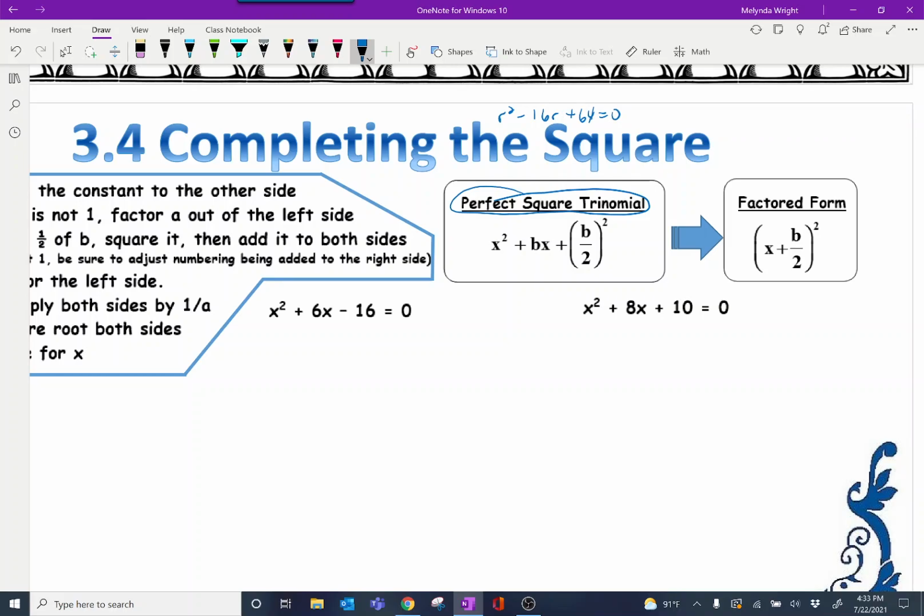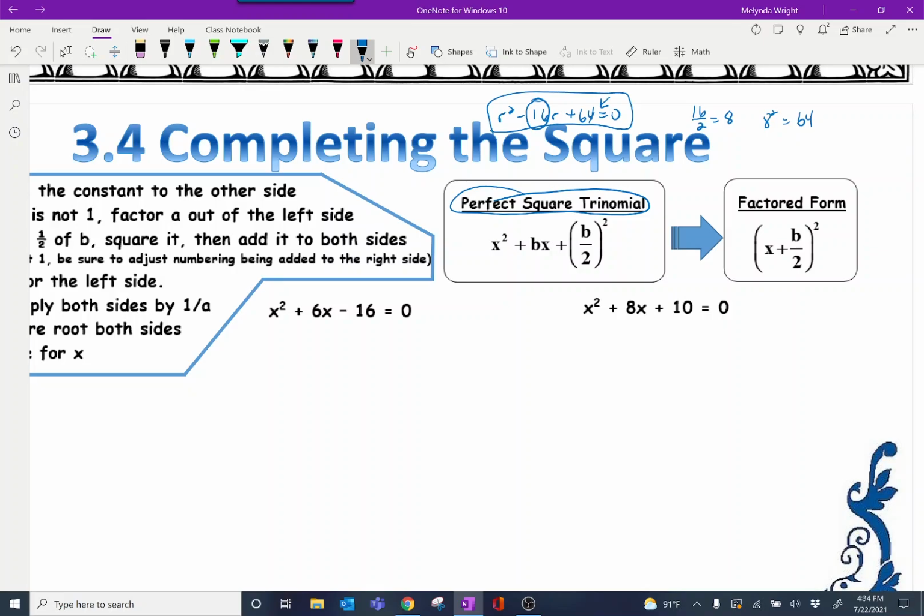Let's see how it fits this pattern right here. So b, in this case, was 16. And what this says is the third term is b divided by 2, squared. Let's check that out. 16 divided by 2 is 8, and if we square 8, we get 64. See how that's a 64? If we'd known this pattern, we would have been able to tell from the beginning in that last lesson that this is a perfect square trinomial.